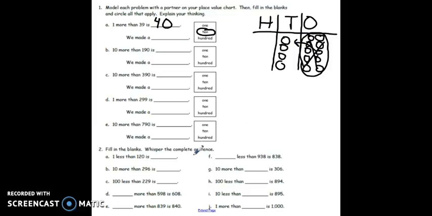You are going to finish the rest of this page and the next page. When you're done with the 2 pages, you're done with the workbook today.